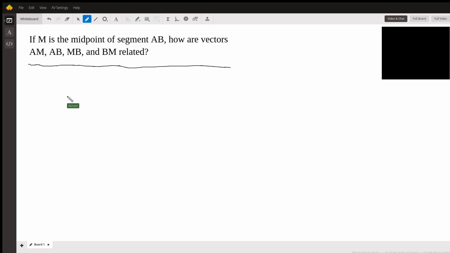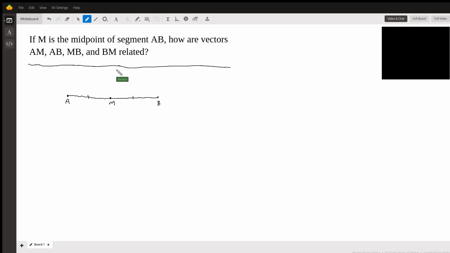So we have a line segment AB, and we'll denote that with these little dots at the end. It's fixed length. This would be point A, and this would be point B. And M is the midpoint, so we can put an M here. And we can mark these two as congruent line segments.